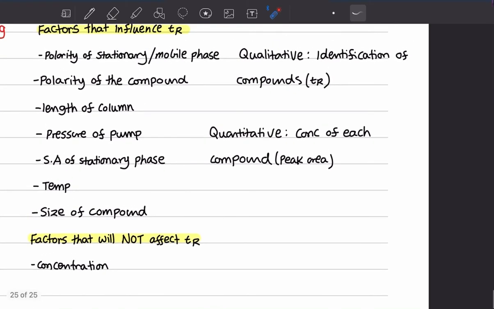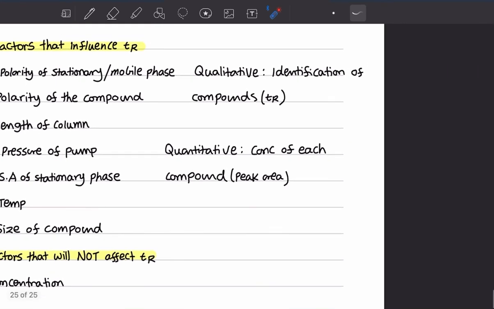Oh, and one final thing, you should know that HPLC is both a quantitative and qualitative analytical technique. The qualitative aspect comes from the identification of the compounds based on their retention time, and the quantitative aspect is obtaining the concentration of each compound based on the calibration curve.